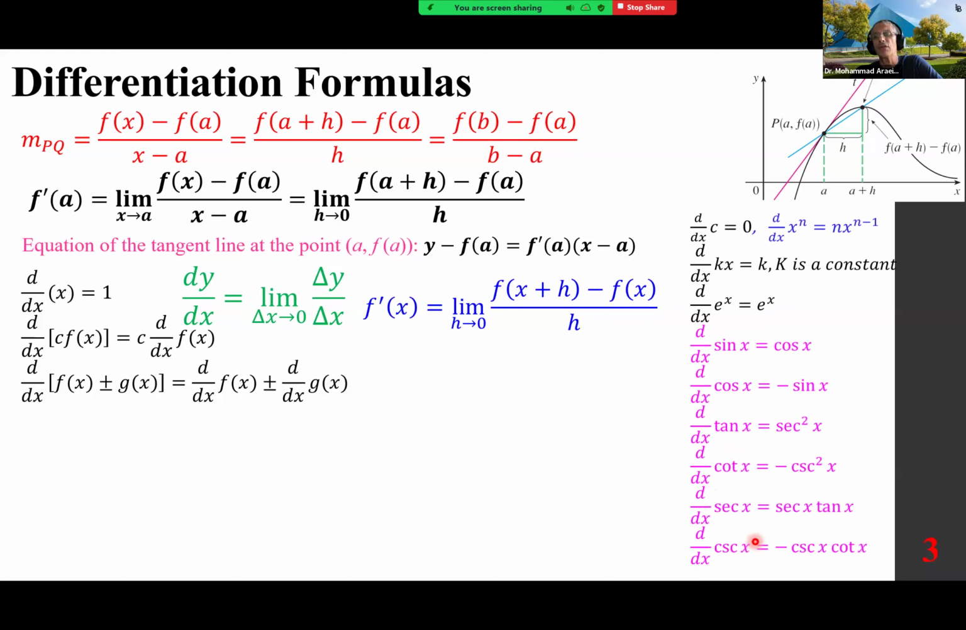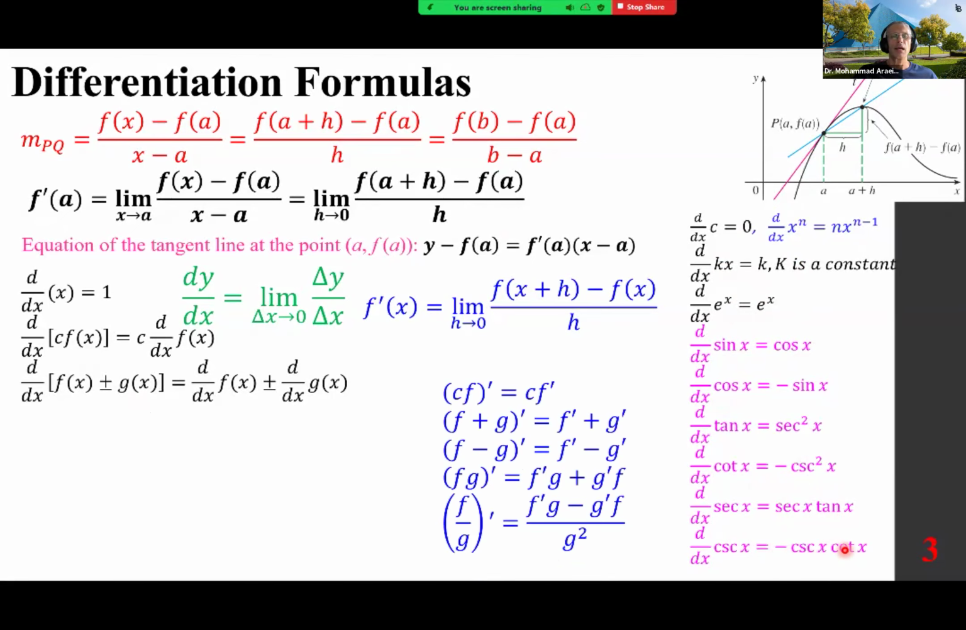And we have looked at some differentiation rules. The derivative of a constant is 0, kx is k, e to the power of x is itself. The derivative of sine is cosine, cosine is negative sine. Tangent is secant squared, cotangent is negative cosecant squared, secant is secant x tan x, and the derivative of cosecant x is minus cosecant x cotangent x. And these are the same rules that were discussed here.